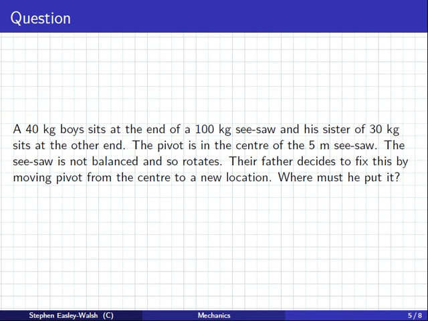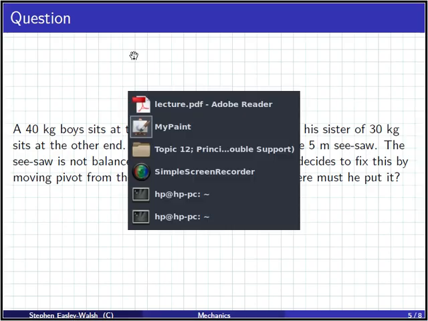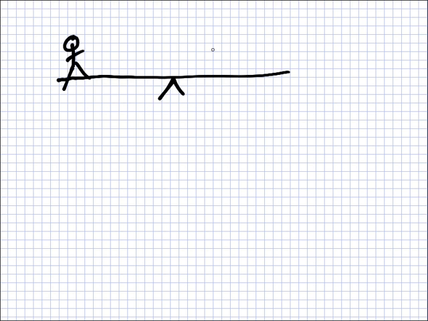Right. Here's a simple enough question. A 40 kilogram boy sits at one end of a 100 kilogram seesaw, and his sister of 30 sits at the other end, and the pivot is in the center of the 5 meter seesaw, but it's not balanced, so it rotates. So normally, what you have at the beginning is a picture like this. And here's the boy. And here's the girl.